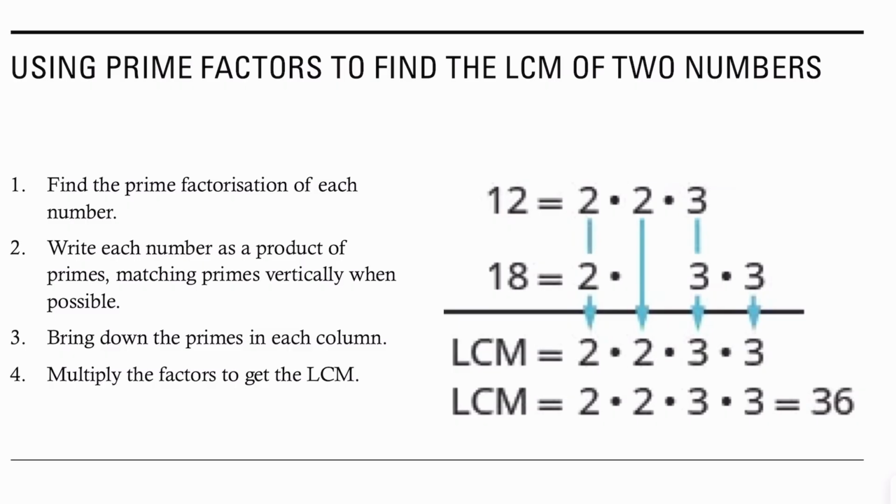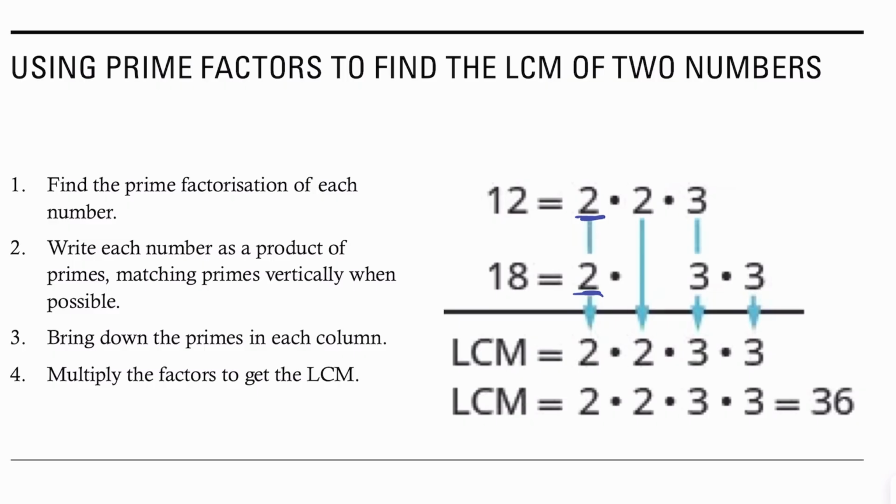So then we can also use prime factors to find the LCM of two numbers. So the steps here would be to find the prime factorization of each number using whatever method you want. So either the ladder method, or we can use the factor tree method. Then we want to write each number as a product of primes, matching primes vertically when possible. As an example, if we've got 2 here, we want 2 there. Then we want to bring down the primes in each column and then multiply the factors to get the LCM.